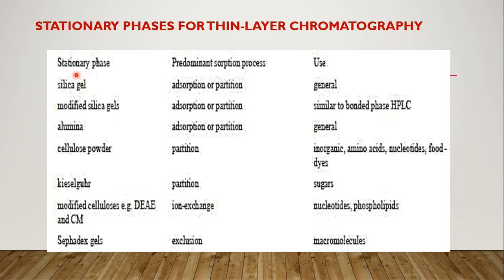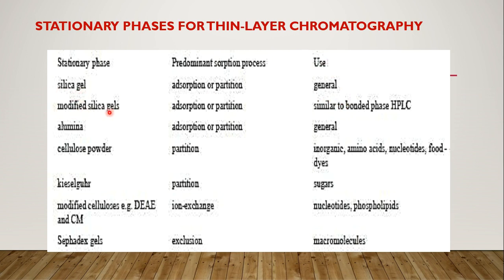In this table, the first column shows the stationary phase material, the actual material which is used as stationary phase. Then the working phenomena where the sample molecule takes partition or adsorption, and the use of these stationary phases. The first one is silica gel, where adsorption or partition phenomena may take place, and its use is general, means a wide range of organic compounds can be separated over this type of stationary phase.